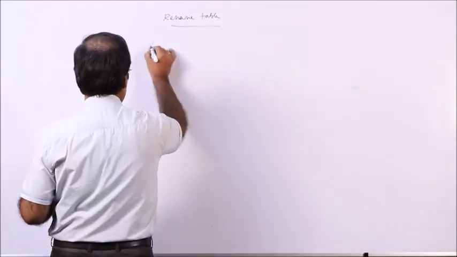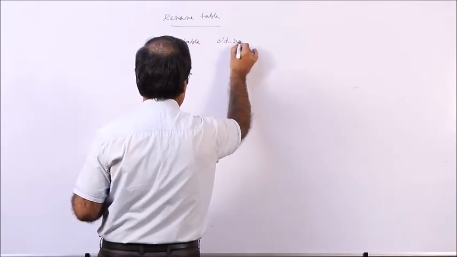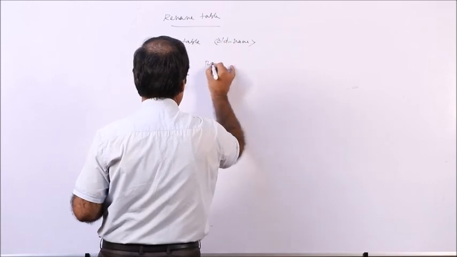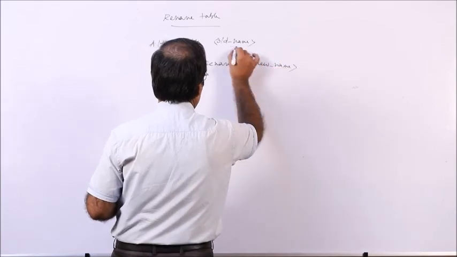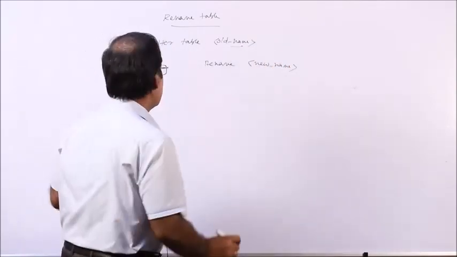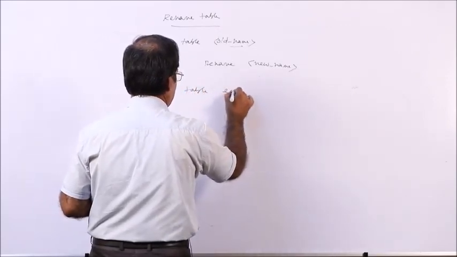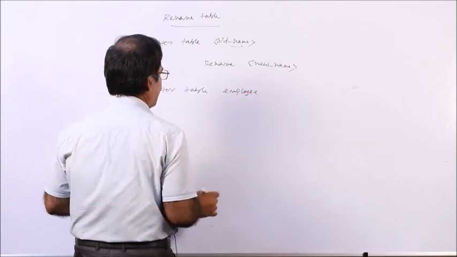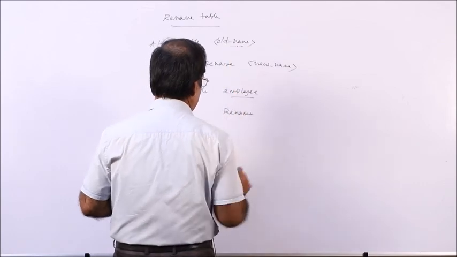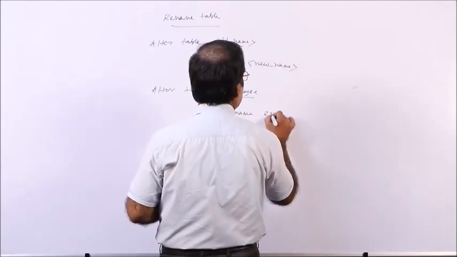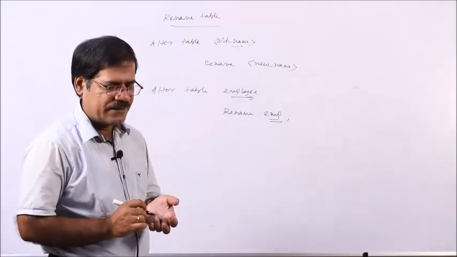So, alter table, what is the old name? Old name, then rename to new name. Old name of the table. Suppose I write alter table employee. Initially the name of the table is employee. I want to rename it. This is the old name, employee. I want to rename it to a new name, the new name is EMP. So, this is the new name, this is the old name.